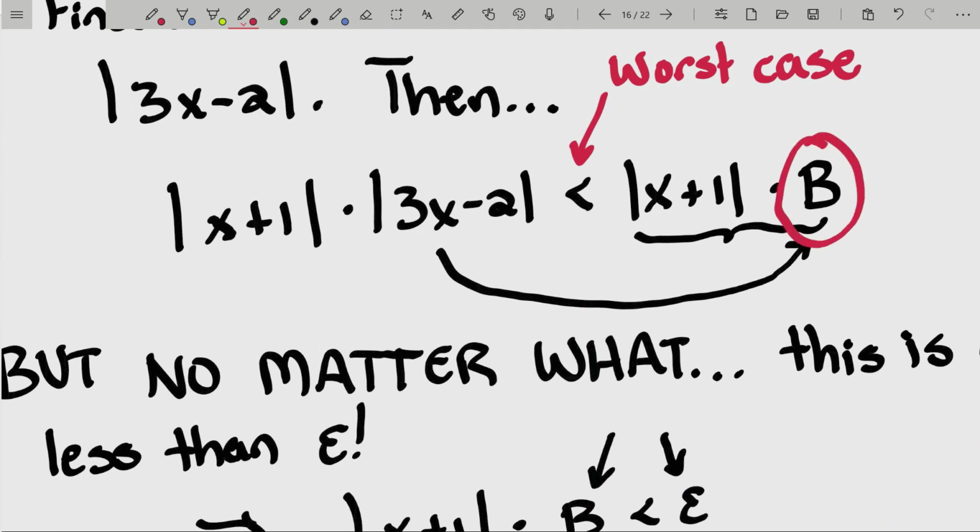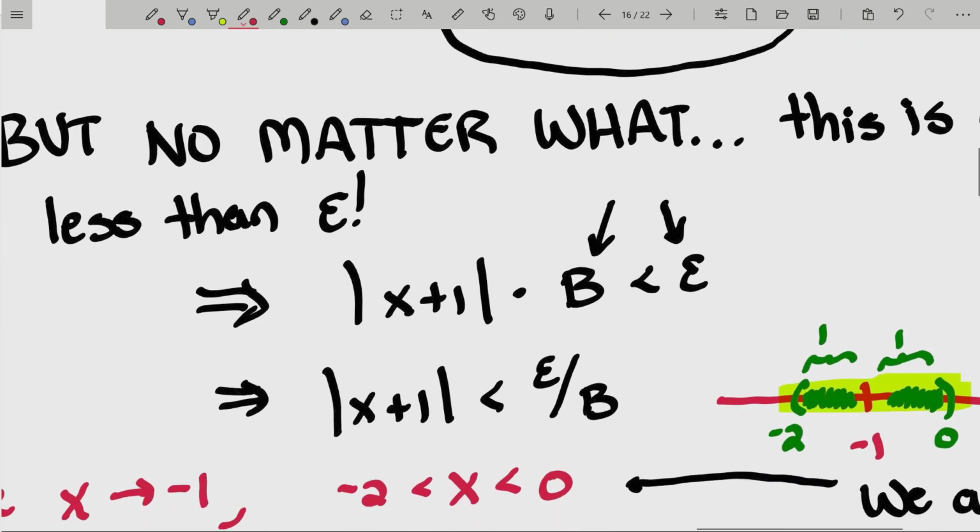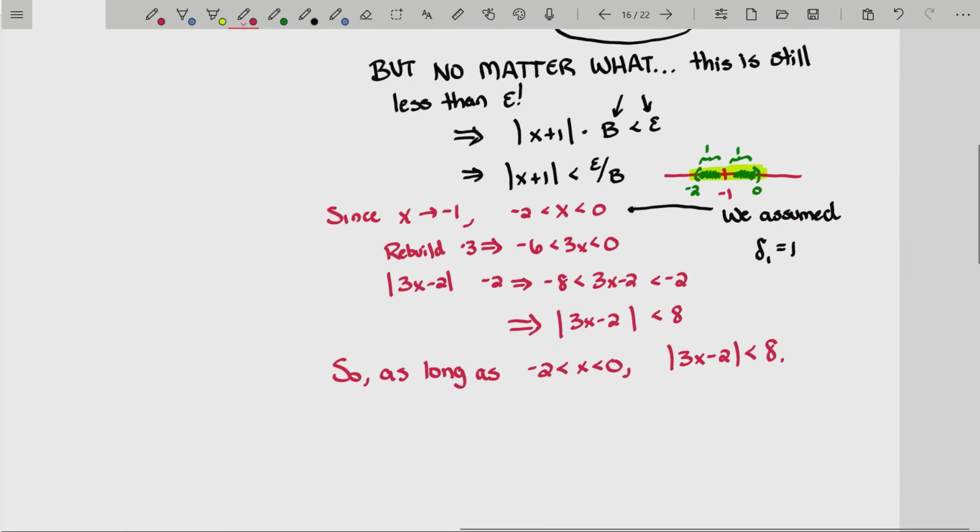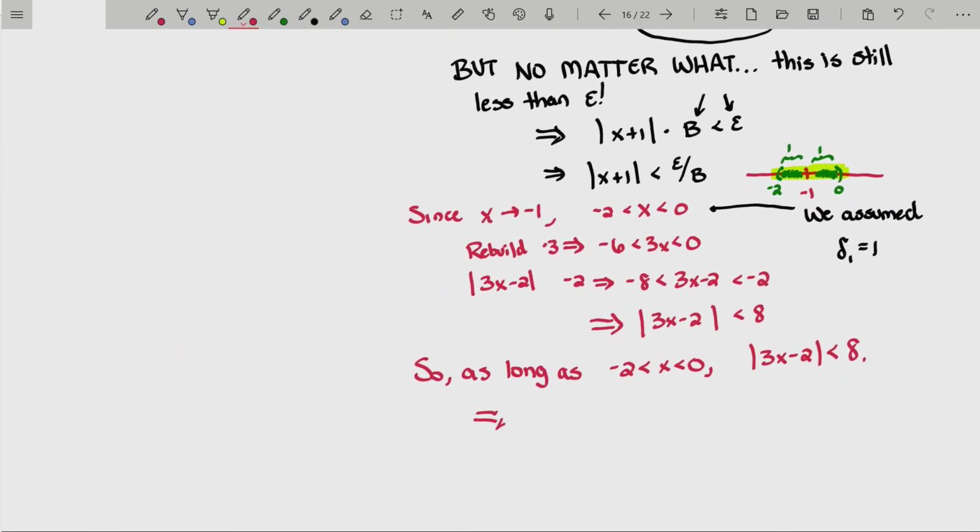In the worst case scenario, that b is an 8, which means the absolute value of x plus 1 times that b must be less than epsilon, which means the absolute value of x plus 1 must be less than epsilon over that b, which again is 8. So I'm just going to write that down. That implies the absolute value of x plus 1 times the absolute value of 3x minus 2 is definitely less than the absolute value of x plus 1 times 8. Again, because 3x minus 2 in absolute value at the worst case scenario is an 8.